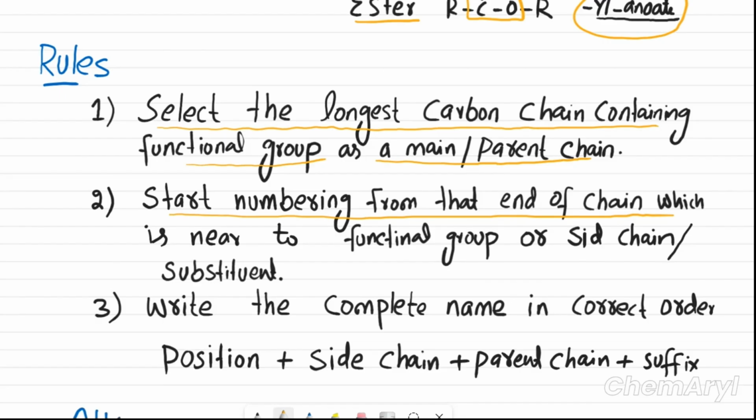Dear student, for naming an organic compound, there are some rules through which you can easily give the name of the given compound. The first rule is to select the longest continuous carbon chain containing the functional group as the main chain or parent chain. The second rule is to start numbering from the end of the chain which is nearer to the functional group or the side chain. The last rule is to write the complete name in the correct order. First, mention the position of the side chain and the position of the functional group, then the parent name, and the last part is the suffix.